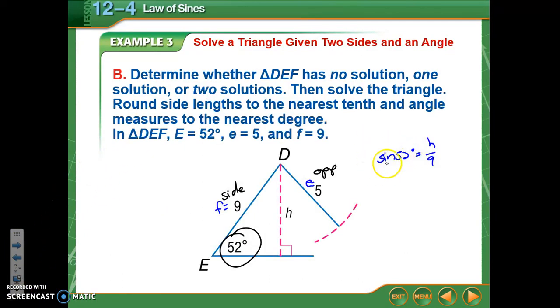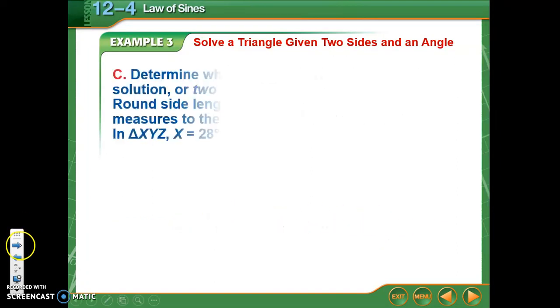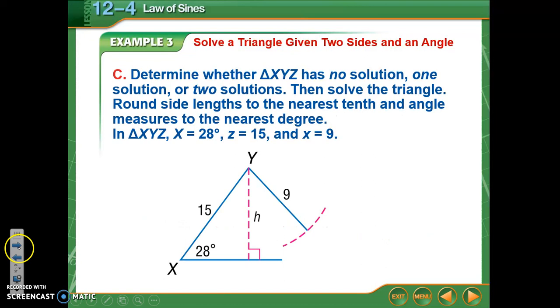And I'm going to come back here to show you what I did. I said that the sine of 52 has to be h over 9, or opposite over hypotenuse. So 9 times the sine of 52 degrees gives me the height. And when I do that with my calculator, I do end up with 7.1. So I end up with a height that is longer than my opposite side. My opposite side is less than that height, so there's no solution here. There's no triangle.